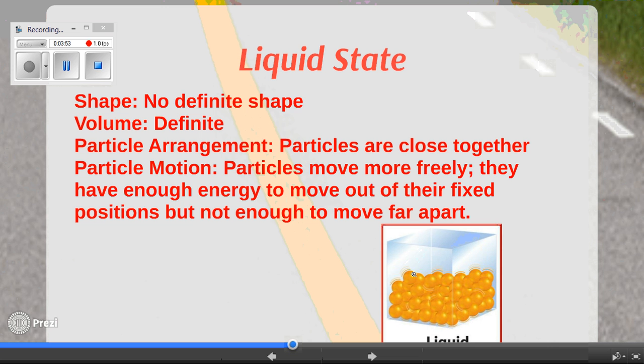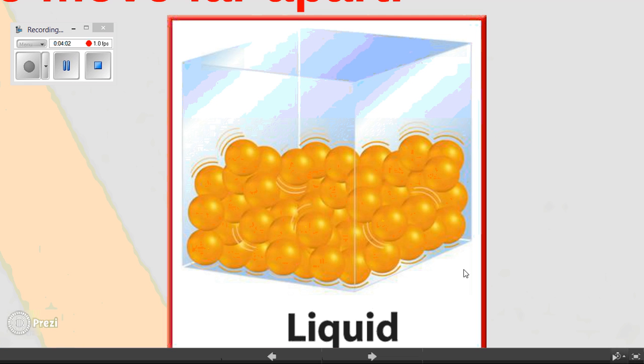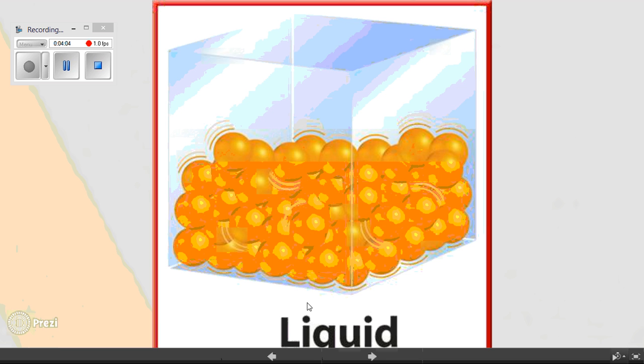If you remember back at the solid picture, the particles kind of formed a shape. They had a definite shape. Well, liquids don't have a definite shape, all right? But they are close together, okay? They are close together.